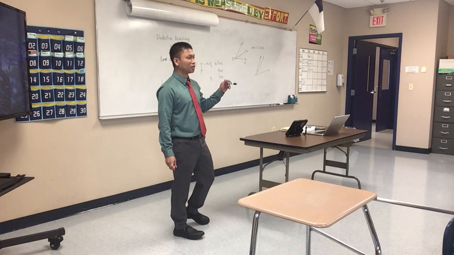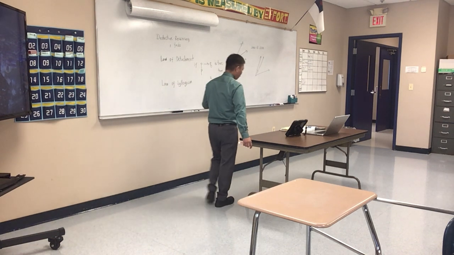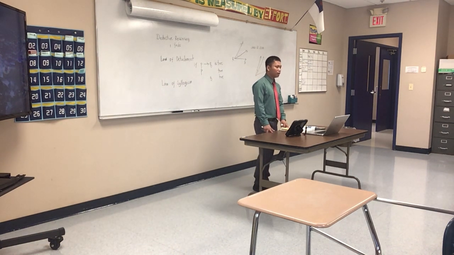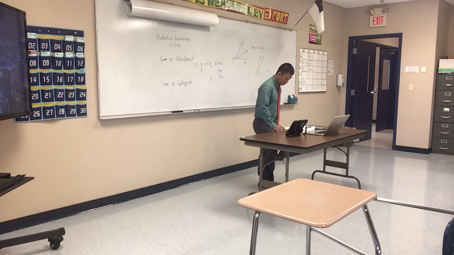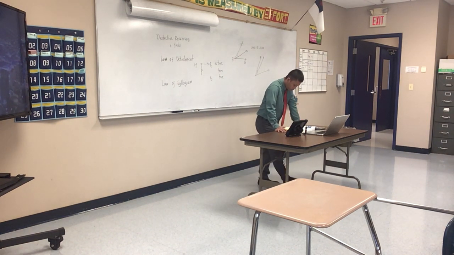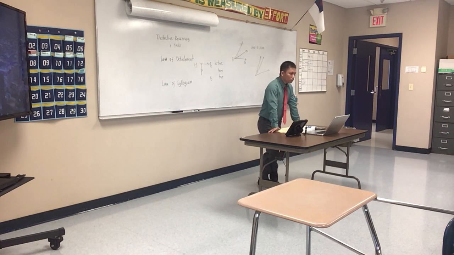The first statement is if the measure of an angle is less than 90 degrees, then it is an acute angle. The second statement is the measurement of angle 1 is 85 degrees. Angle 1 is an acute angle. Okay, angle 1 is an acute angle. Right? Did you get it?